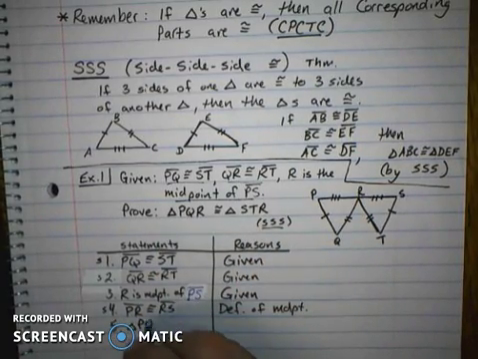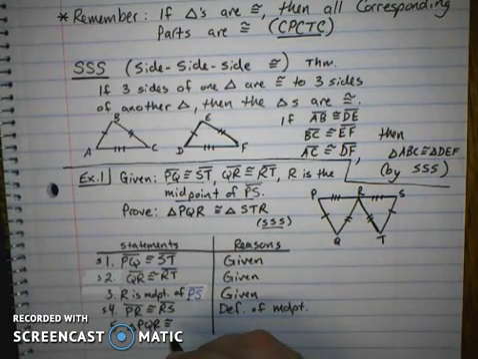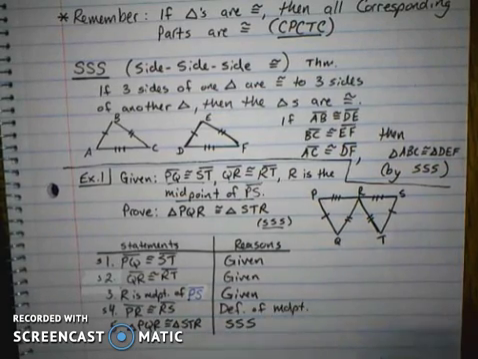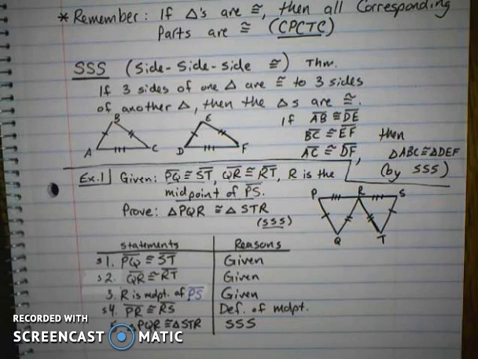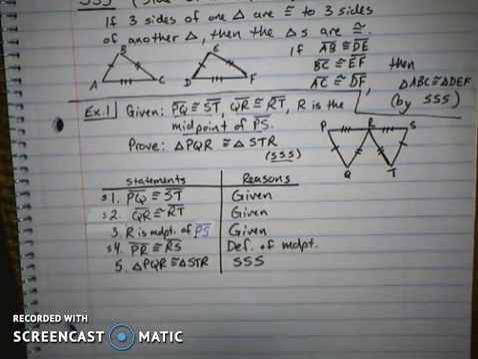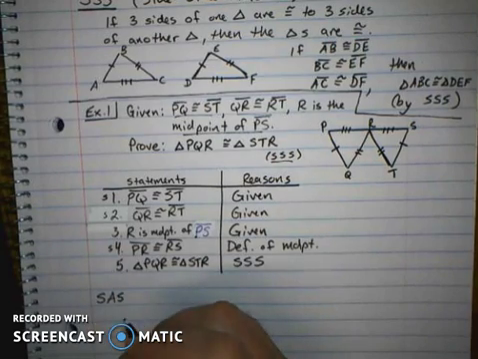Triangle PQR is congruent to triangle STR by side, side, side congruence. Okay? So let's keep moving right along. All right, we have another shortcut explanation here. All right, and that's called side angle side.